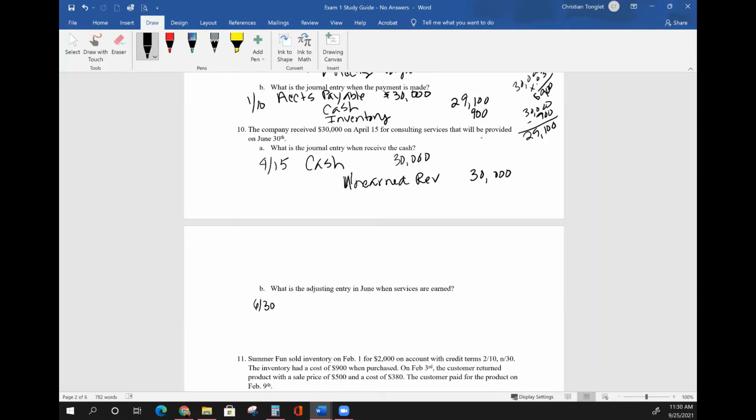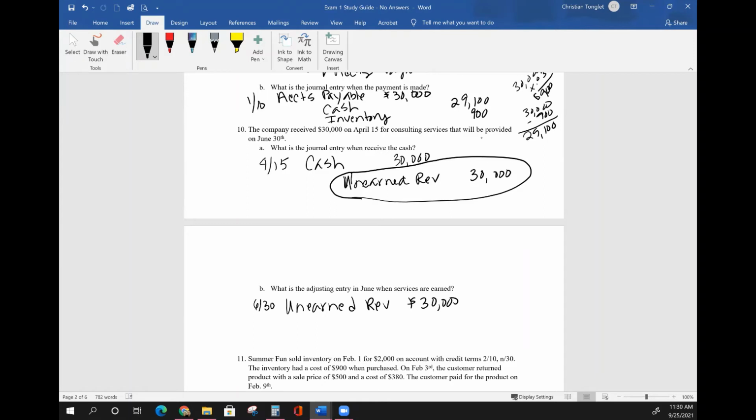So it's the same thing like with payables. I want to remove unearned revenue in full because I've completed the services. There's no longer a liability on the books. So I'm going to remove that in full. So unearned revenue, debit 30,000.